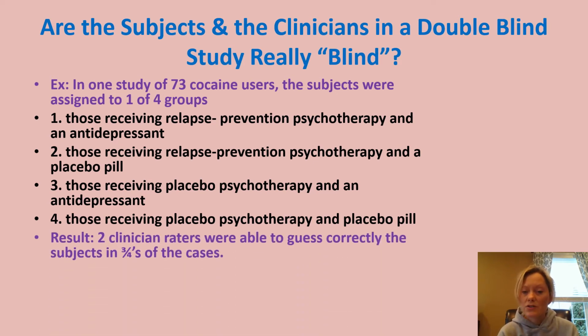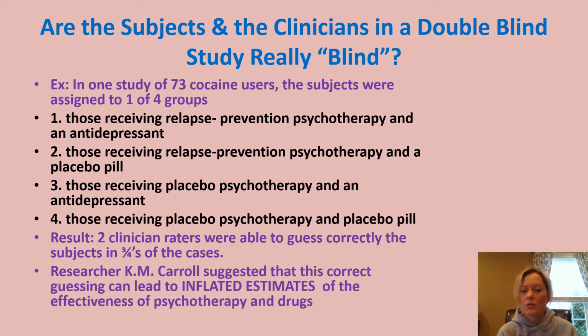And what they found was that two clinical raters were able to guess correctly who was in what group three-fourths of the time. Now, why would that happen if it's double blind? What they felt is that because they are clinical raters and they know what it would look like if somebody was given an antidepressant or therapy, they could kind of come up with those characteristics and figure it out. But nevertheless, using single and double blind can really help in trying to reduce the amount of bias, although bias may still occur.